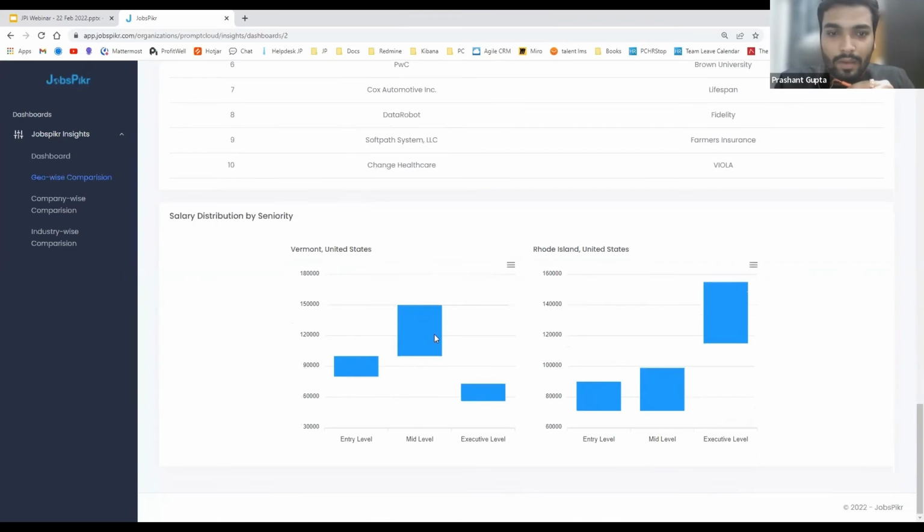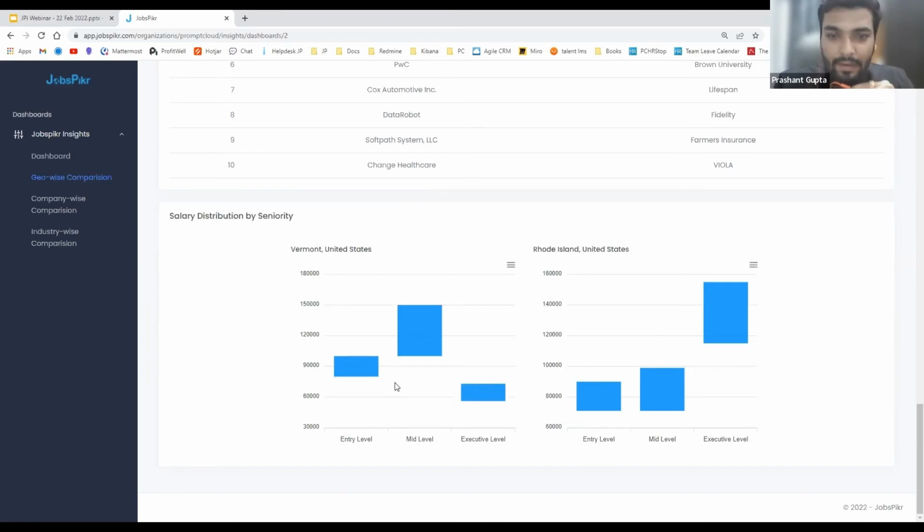And now we can have a look at the salary distribution by seniority. As you can see, we provide a salary model at 3 different levels: entry, mid, and executive. There is a problem with the executive level, since the majority of the jobs do not have this information regarding executive level roles. So there could be chances that this is not a very strong point for us.